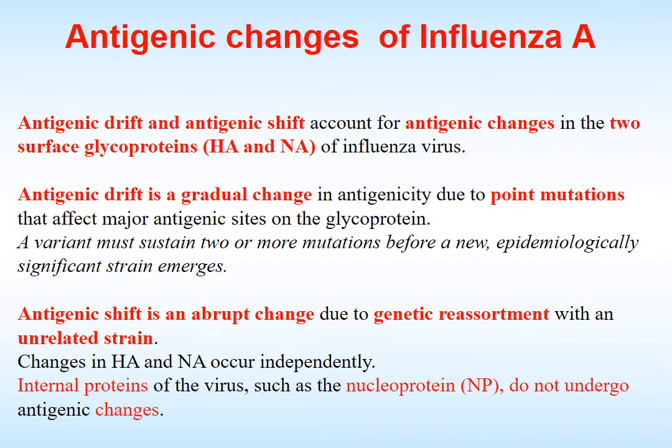Antigenic drift is a gradual change in antigenicity due to point mutations that affect major antigenic sites on the glycoprotein. Antigenic shift is an abrupt change due to genetic reassortment with unrelated strains. Changes in hemagglutinin and neuraminidase occur independently. Internal proteins of the virus, like NP protein, do not undergo antigenic changes.